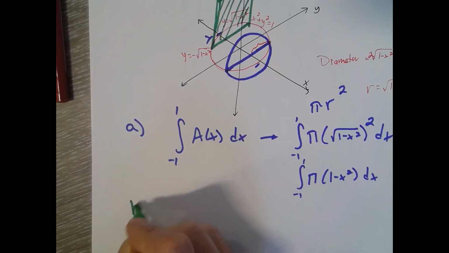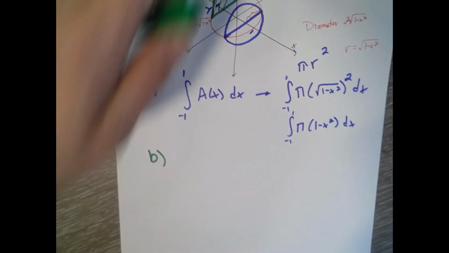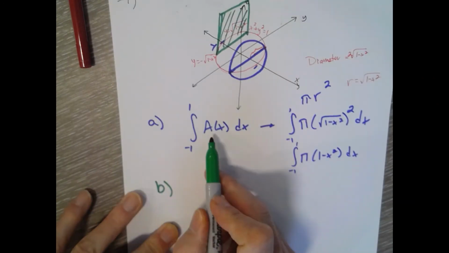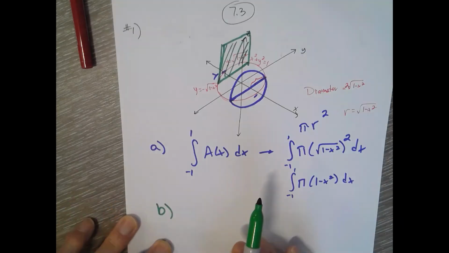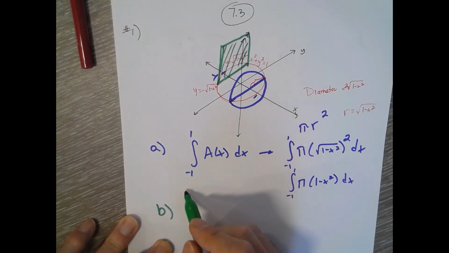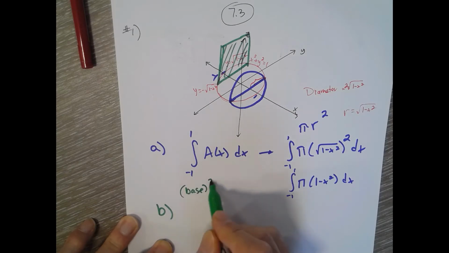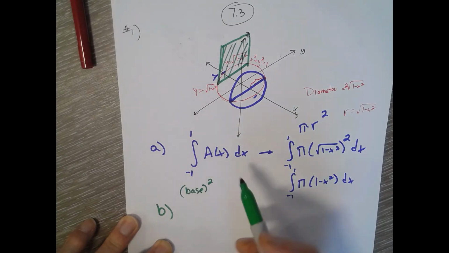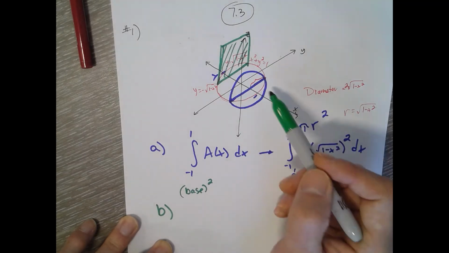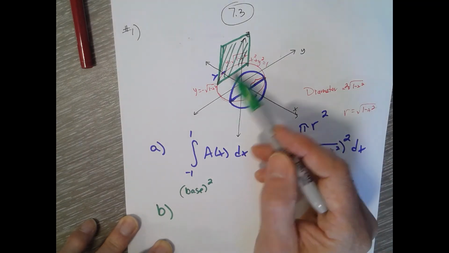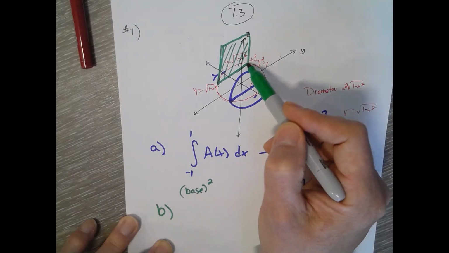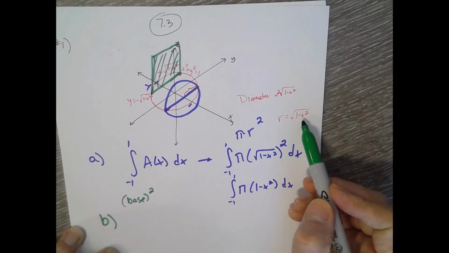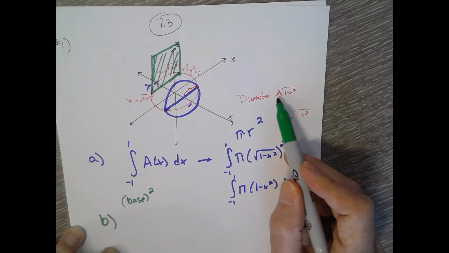So in B, we're still integrating A of x from -1 to 1 dx, but our shape is different. It's a square. Well, we know the area of a square is just base squared. And the base is just this distance, which was the diameter in the previous problem. So that distance is 2 square roots of 1 minus x squared. So you could do top minus bottom, or you could just use our radius, which is right here, and double it. So that's our diameter, 2 square roots of 1 minus x squared.